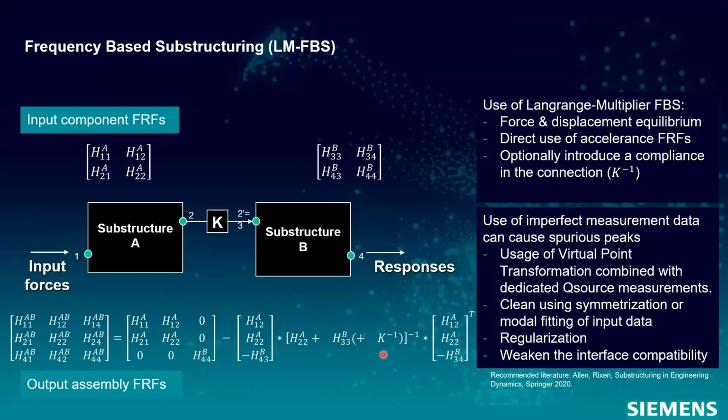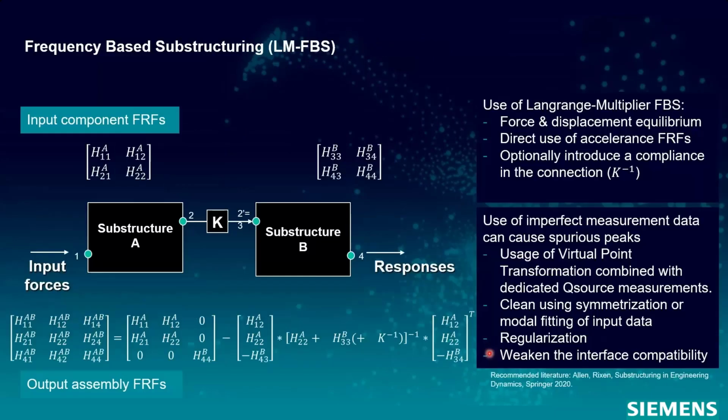What do you have to be careful about if you use measurement data? We see again here this inversion. So if you have imperfect measurement data, you can have what we call spurious peaks in the results when you apply FBS. So the FRF data quality has to be really high. So we apply methods like virtual point transformation, combined with also dedicated Q sources that you saw in the previous presentation to get really the highest quality of FRFs as input. And then there are also ways afterwards to clean up the FRF data, for example, symmetrization. So that's when we enforce reciprocity on the FRF data. And then there are some other options just in case you have issues with your data set.